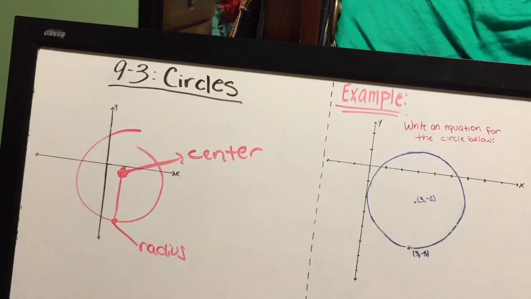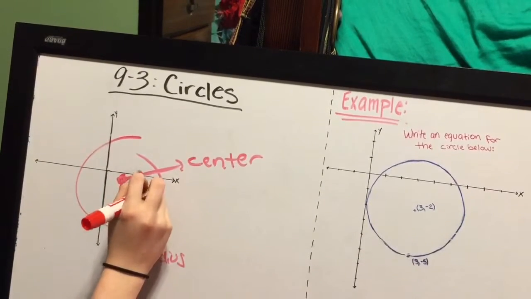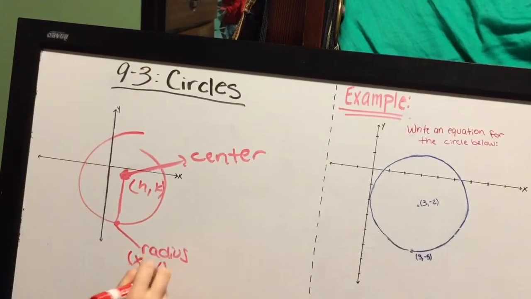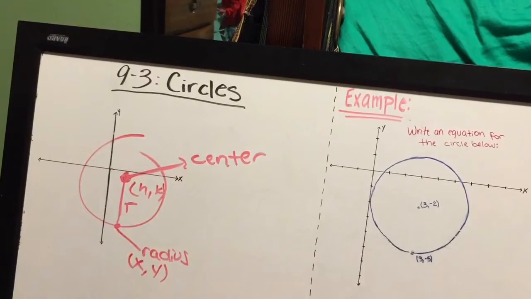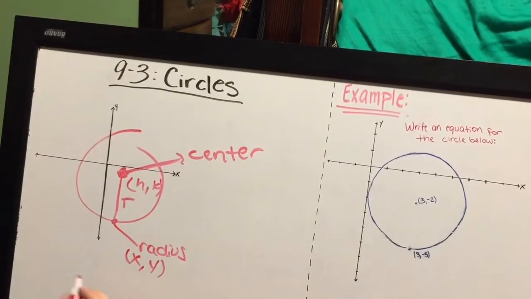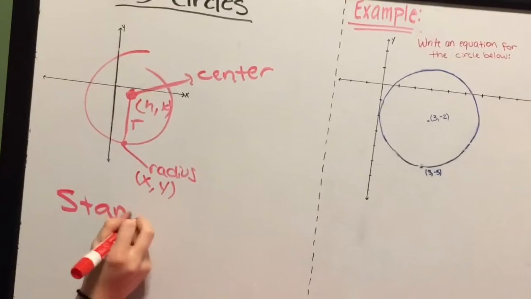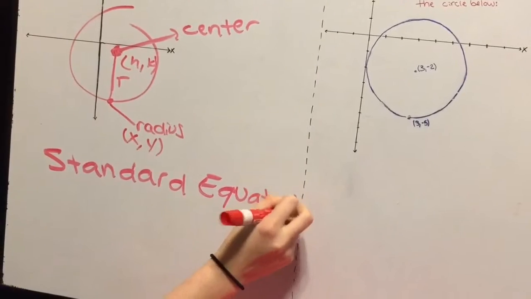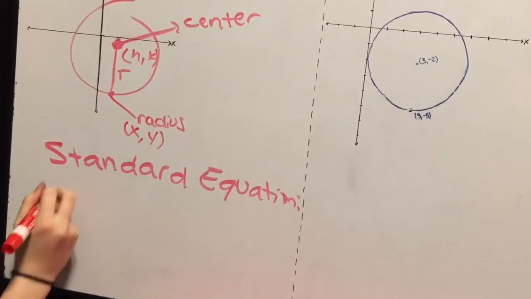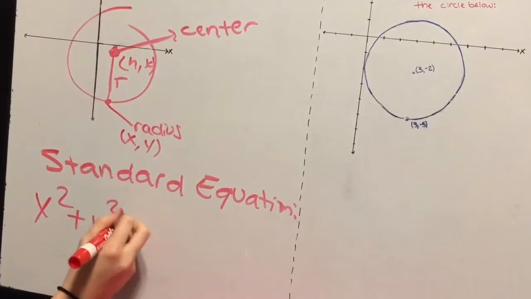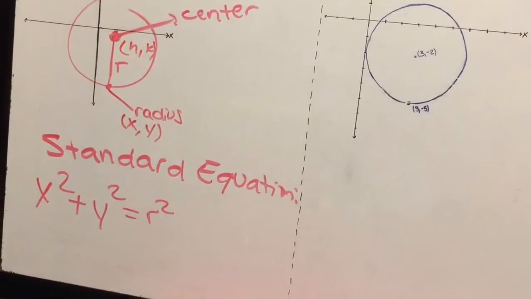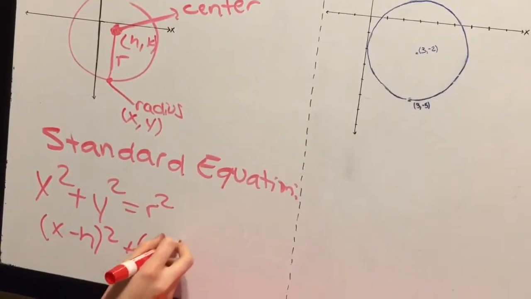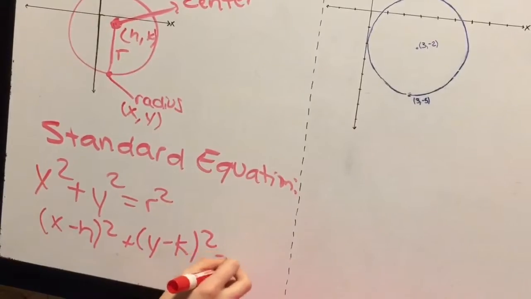The center of the circle can be represented by h and k, the point is x and y, with the radius itself being represented by r. The standard form for this equation can be represented as x squared plus y squared equals r squared, which can be found by (x minus h) squared plus (y minus k) squared equals r squared.